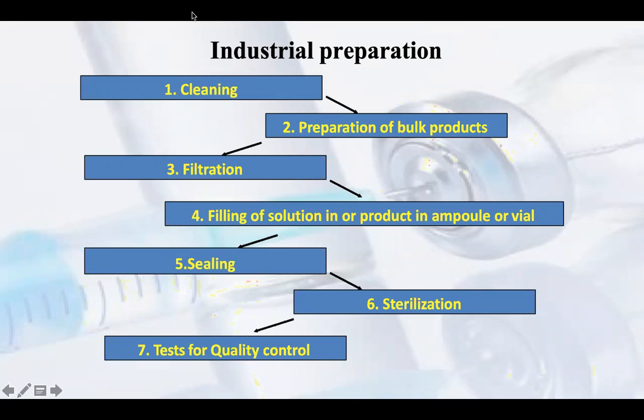Again, I can repeat: first, cleaning, preparation of bulk products, filtration, filling of the solution into ampules or whatever the dosage form is. Fifth is sealing, because they are well sealed, so no organism can grow inside those vials or ampules. Then they go for sterilization, to be free from microorganisms. After that, they go for test for quality control.